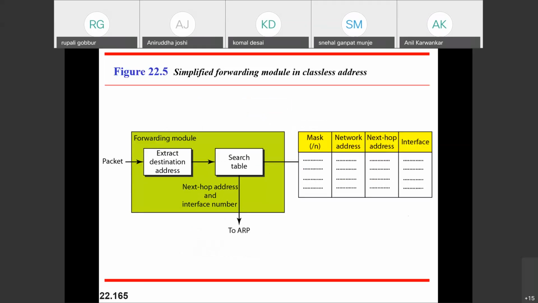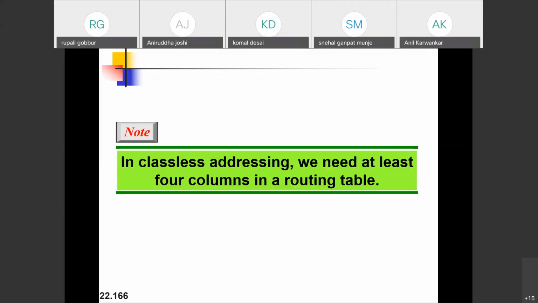So for a classless type of network, the packet will be extracted, the destination address is extracted, and we search whether that destination address is available in the network allocation table, the NAT table. The entire table is searched. Then the next hop address and interface number is identified with the utilization of address resolution protocol for a local area network, and then the packet will be delivered. We need at least 4 columns in a routing table.